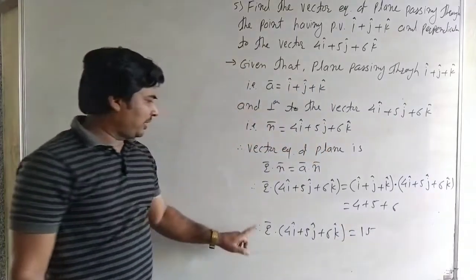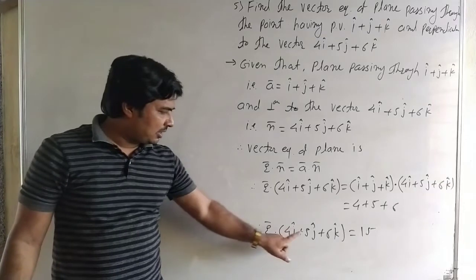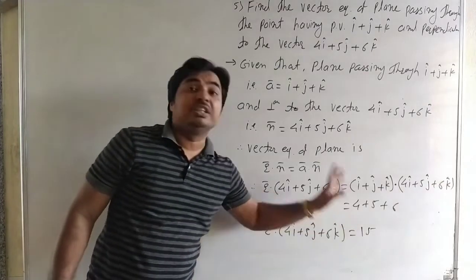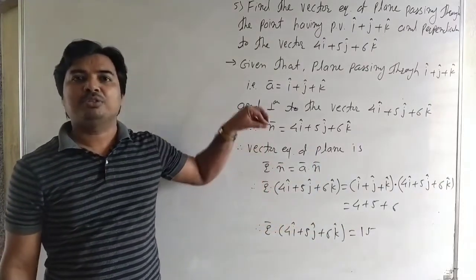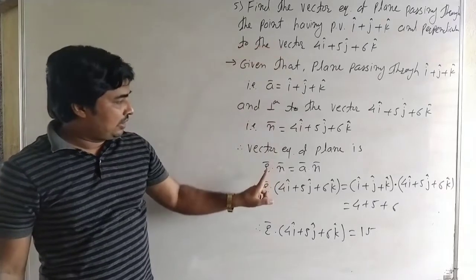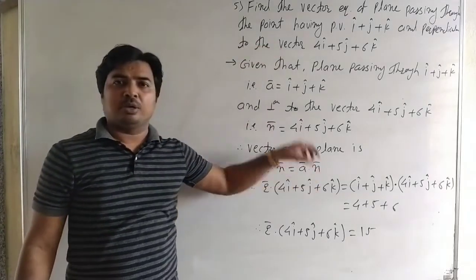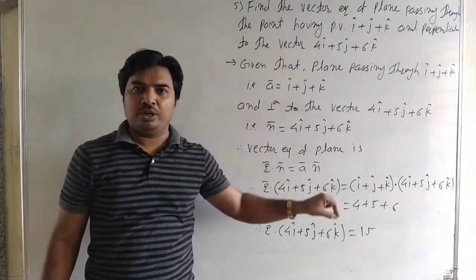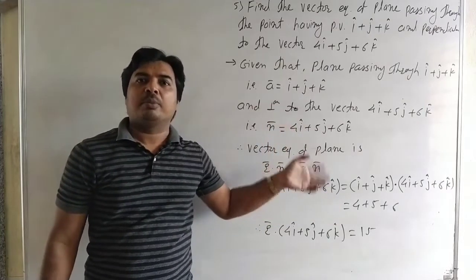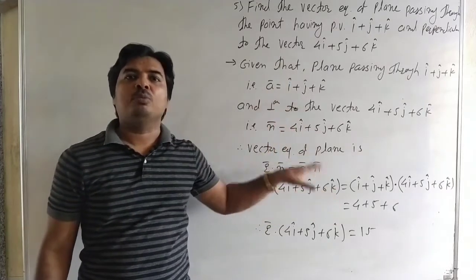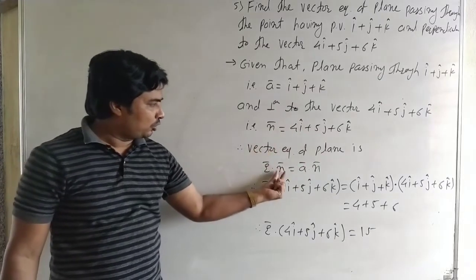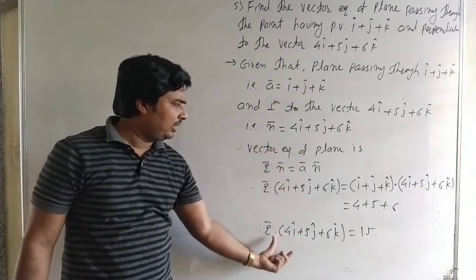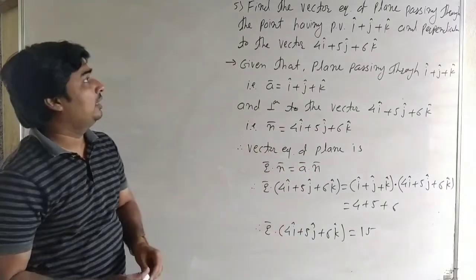Now it is a vector equation of plane, r bar dot n bar is equal to d. It is a vector equation of plane. Vector equation r bar dot n bar is equal to a bar dot n bar. We know only the plane passing through a point and a vector perpendicular to the plane, that is the normal to the plane. When we know that normal and passing through point, we find the vector equation of plane.